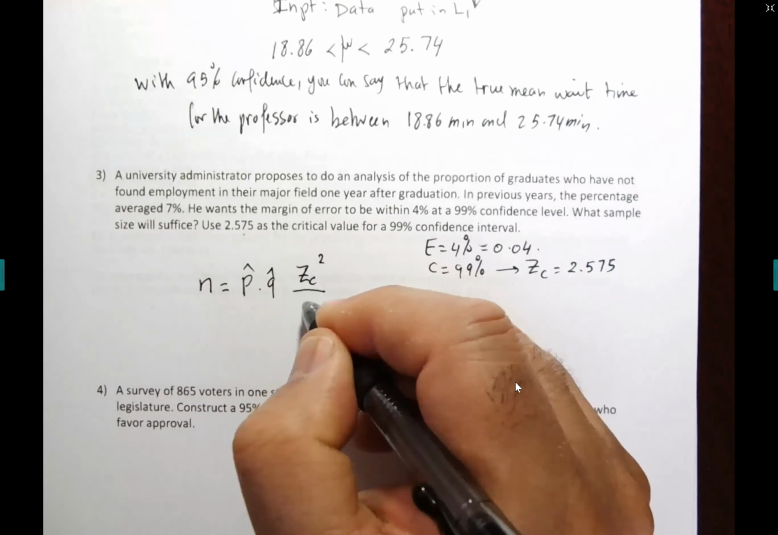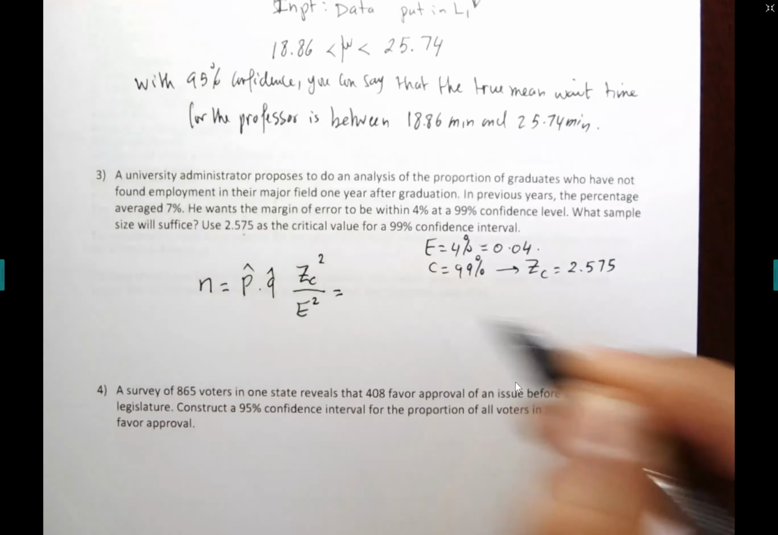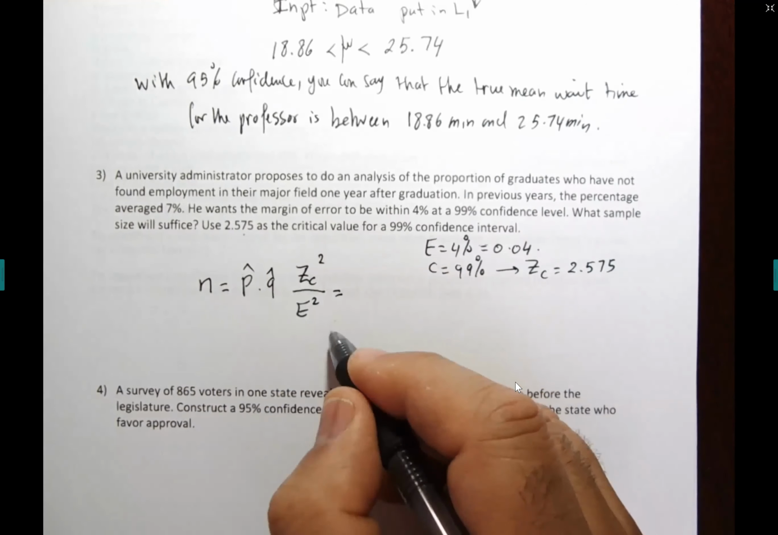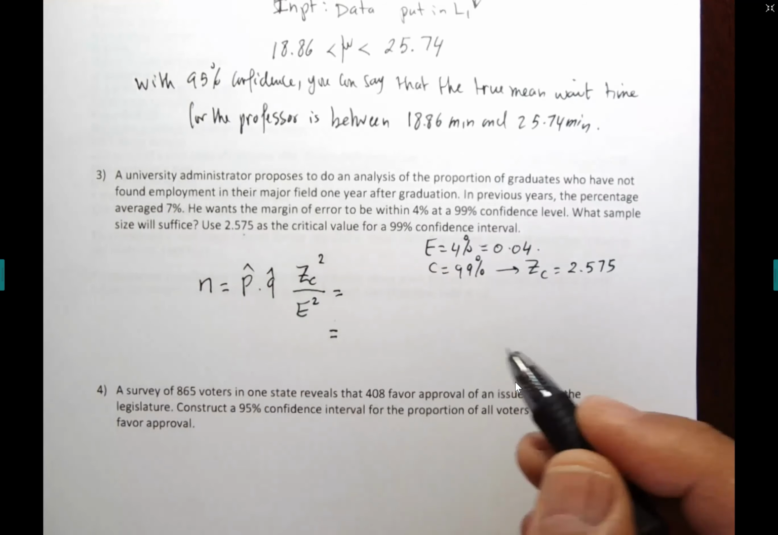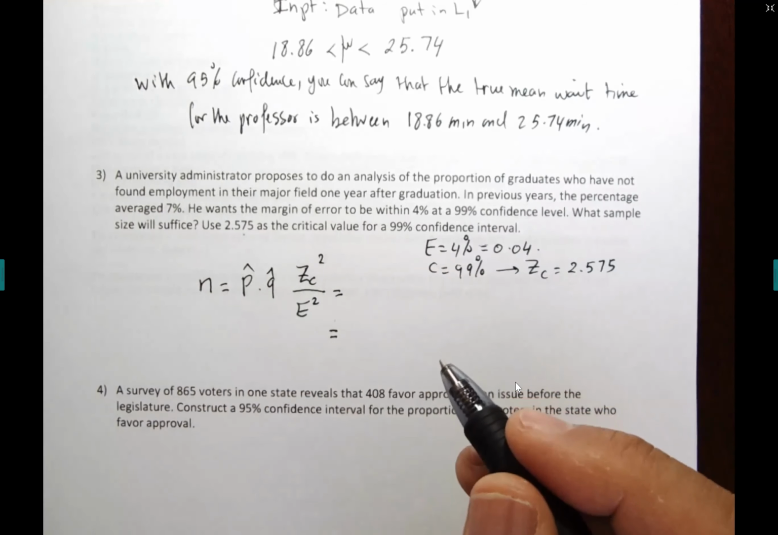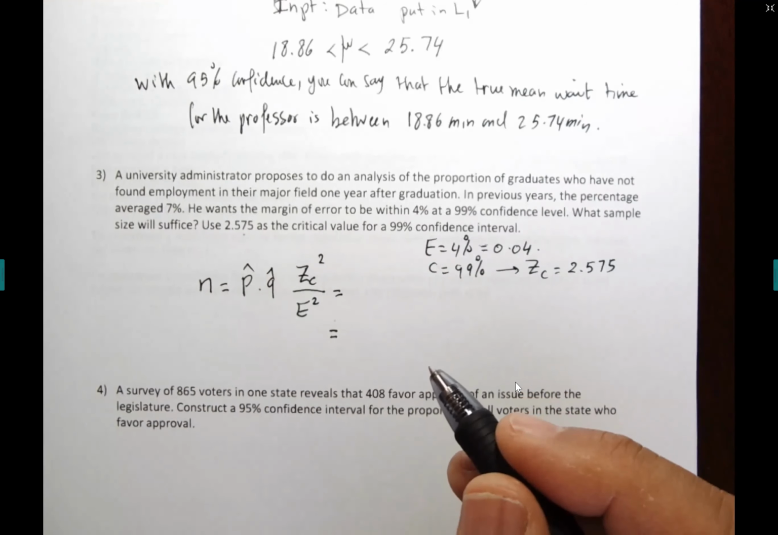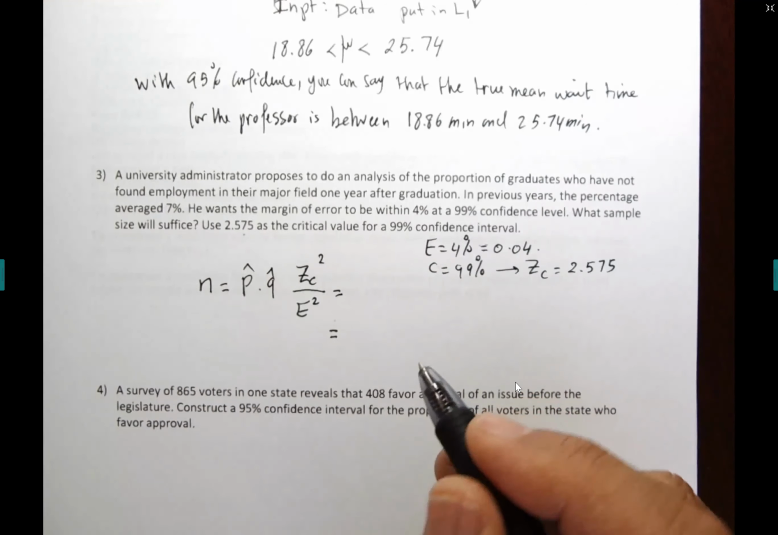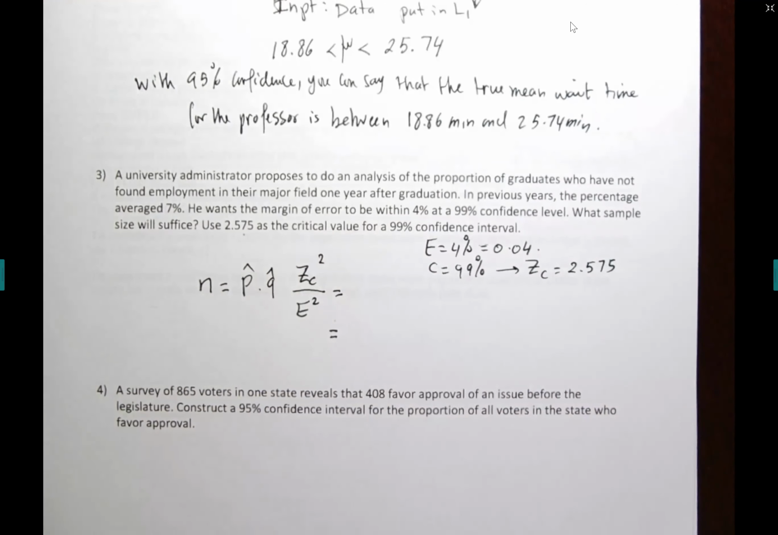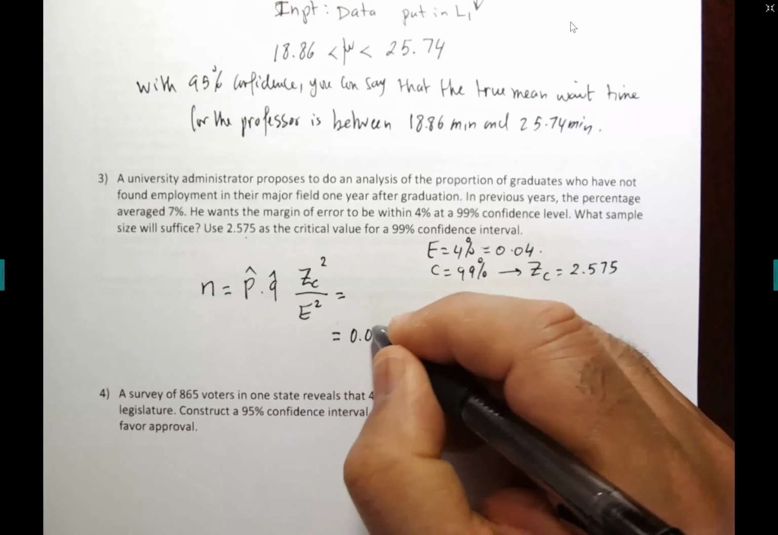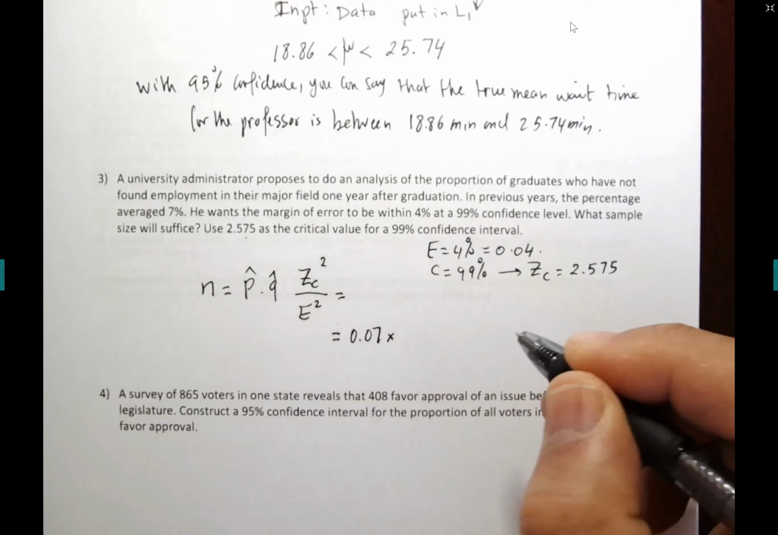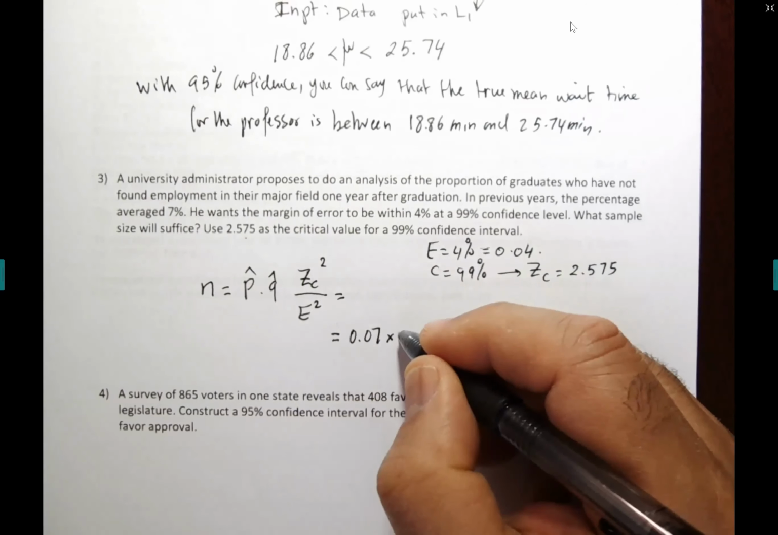Equals. Who can tell me what p hat is here? I think he gave us prior knowledge about p hat here. If he doesn't say anything, we put 0.5, 0.5. But he did mention something. He says in previous years, the percentage average is 7%. So what do I use for p hat here? Yes, 0.07, yeah, man. Correct. And what would be q hat? q hat is the complement, guys, the total opposite. So it will be 0.93.